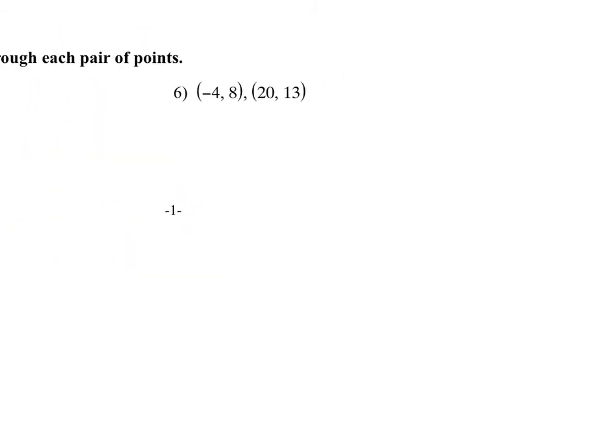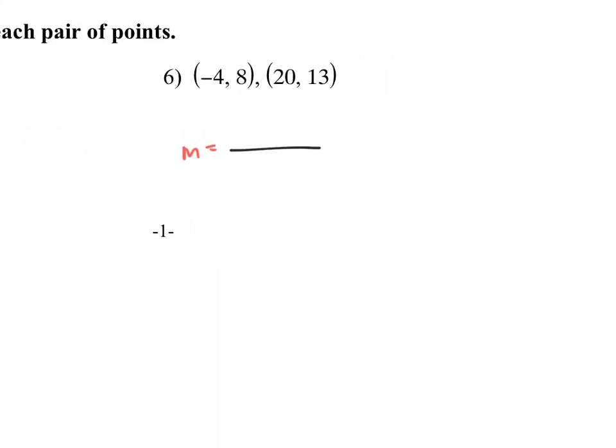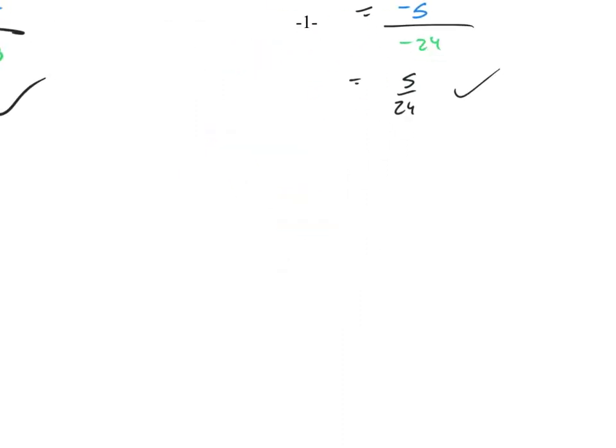Doing the same thing here, we're trying to find the slope. Slope is rise over run, change in y's over change in the x's. So let's do, what color do we use? We use blue, so let's look at the change here. This is 8 minus 13 over -4 minus 20, right? So this should be -5 over -24, so 5 over 24. It doesn't simplify any further than that. Great. All right, that's the end of our first page.